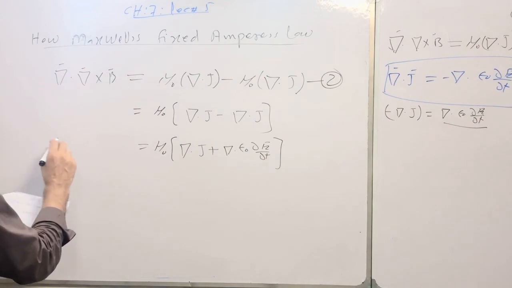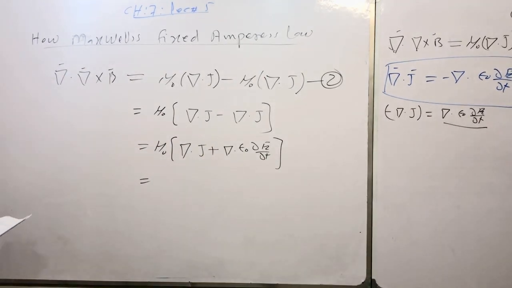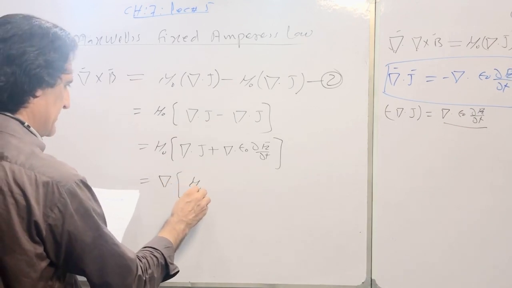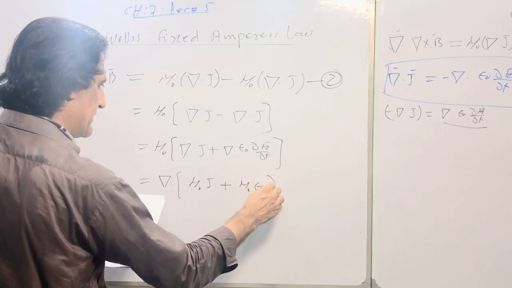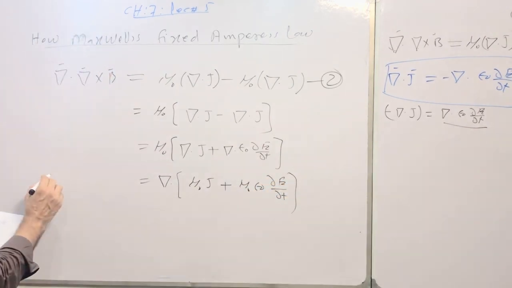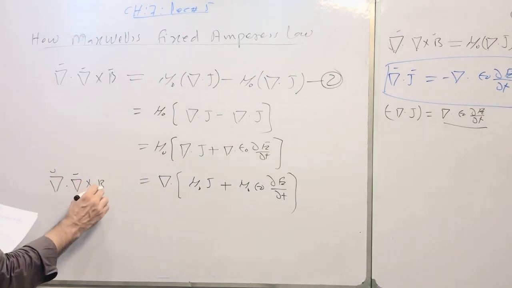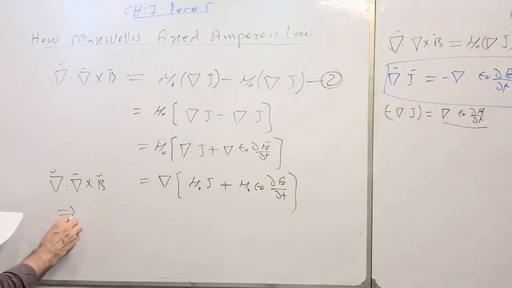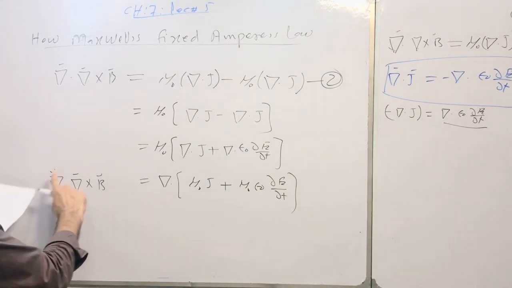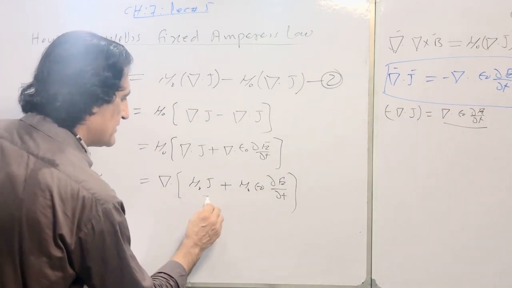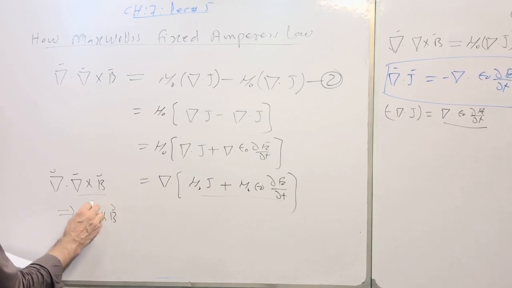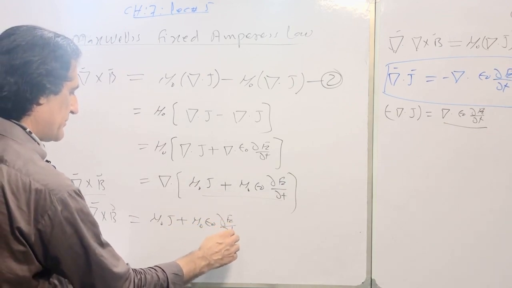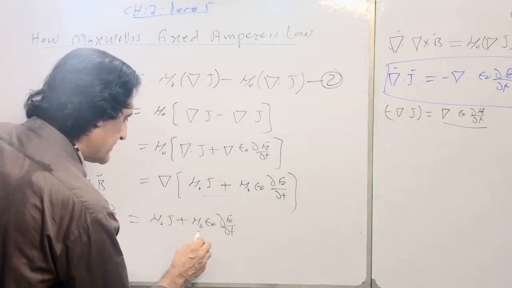Okay, and further, if I take the divergence and write it like this, del dot, and this is mu naught J plus mu naught epsilon naught partial E divided by partial t, and this is equal to del dot del cross B. Then if we ignore the divergence on both sides, it means that from this equation, if we remove the divergence from this side and this side, then we can get del cross B equal to mu naught J plus mu naught epsilon naught partial E divided by partial t.